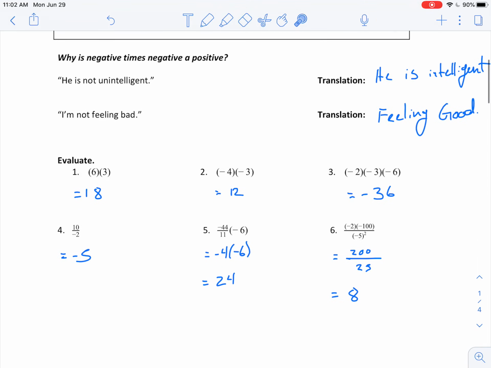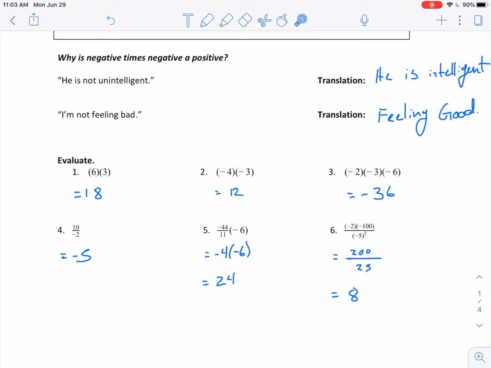So if we use that in numeracy, 6 times 3, both are positive, straightforward, gives us 18. Negative 4 times negative 3, both of those are negative, so we know that it gives us a positive. 4 times 3 is 12. We have negative 2 times negative 3. Well, negative times a negative gives us a positive. But then we have a positive times a negative, so we're back to a negative again. 2 times 3 times 6 is 36. So we get negative 36.